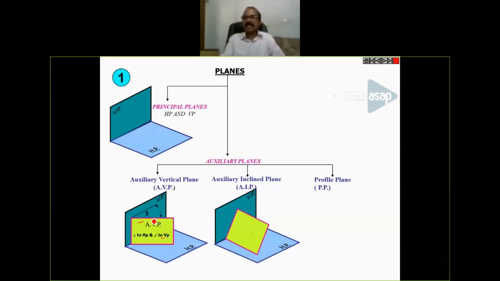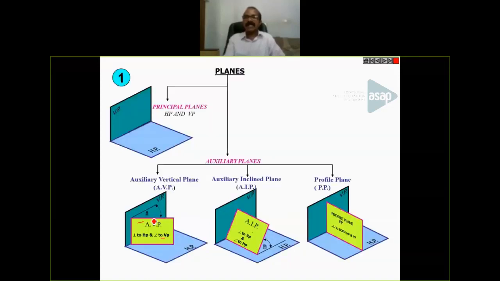Similarly, for the case of the profile plane, we are considering it for drawing the side view. So the profile plane is a plane perpendicular to both the horizontal plane and the vertical plane. Please identify the differences: auxiliary vertical plane, auxiliary inclined plane, and the profile plane. Considering the left profile plane, you can see the left side view of the object. Similarly, considering the right profile plane, you can see the right side view of the object.